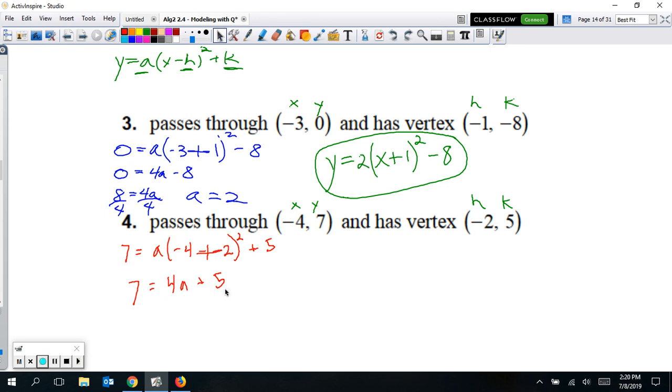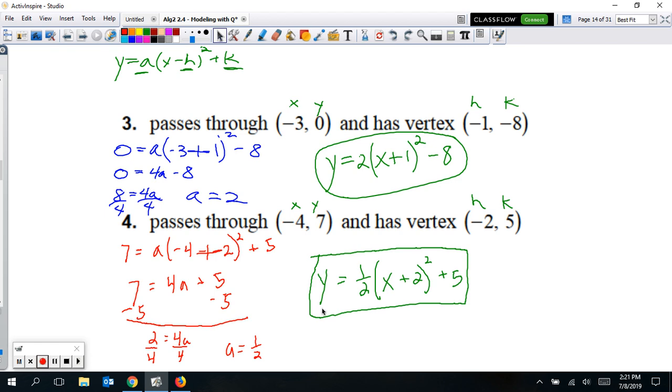So 7 equals 4a plus 5, and solve the little equation by subtracting 5 from both sides. 7 minus 5 is going to give us 2 equal to 4a. Divide by the 4, it's in front of a. So that's 2 over 4. 2/4 reduces to a 1/2. So a is a 1/2 number. So we just got to fill in 1/2 for a. Our -2 is going to make this x plus 2, and then this is going to be a positive 5 in the back. So here's our answer. Y equals 1/2 x minus 2 squared plus the 5.